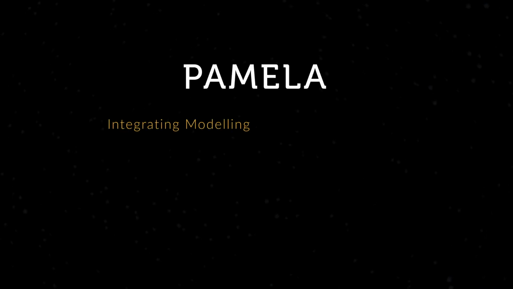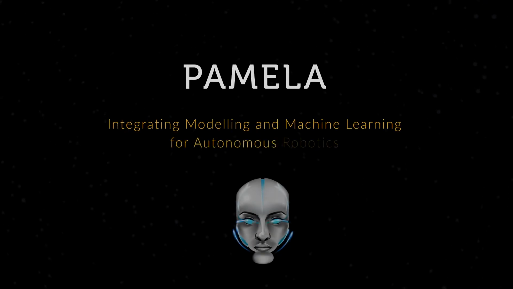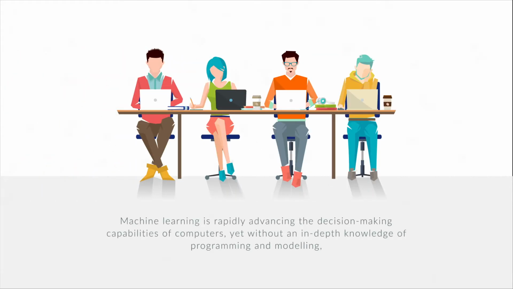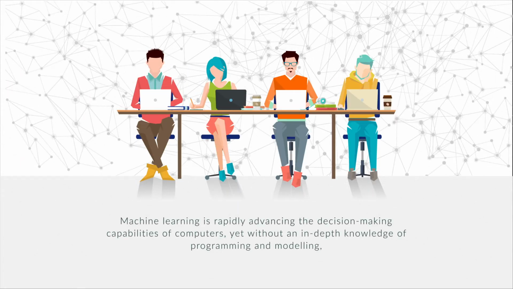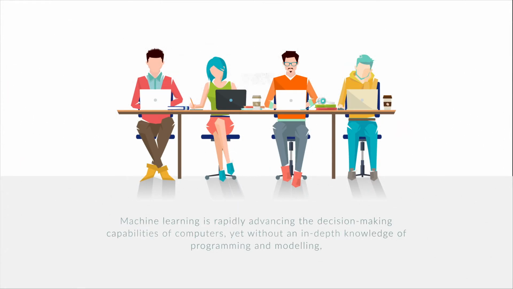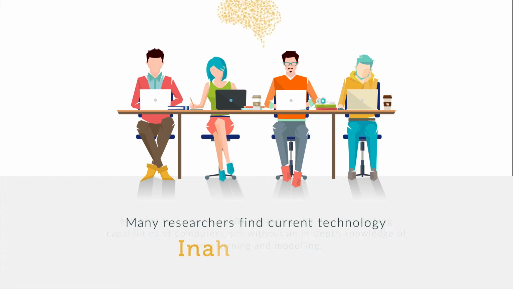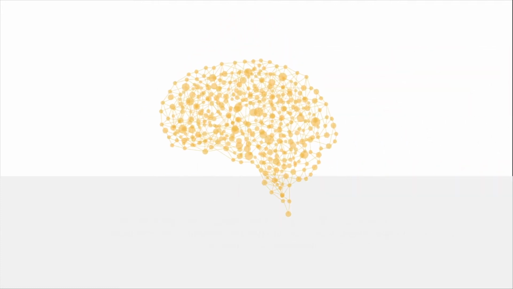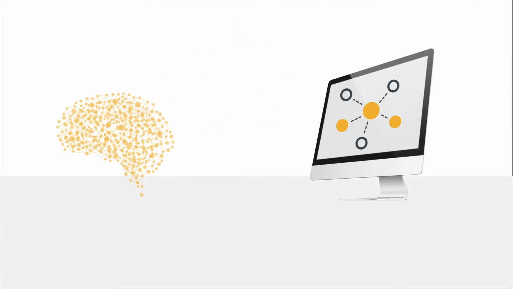Pamela, integrating modeling and machine learning for autonomous robotics. Machine learning is rapidly advancing the decision-making capabilities of computers, yet without an in-depth knowledge of programming and modeling, many researchers find current technology inaccessible. The lack of an appropriate modeling language has forced researchers to make do with simple models, limiting advances in machine learning and autonomous robotics.